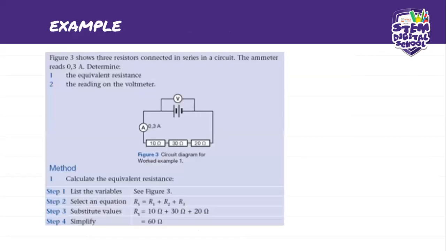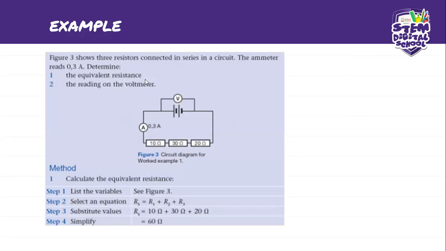So here's a quick example for resistances in series. It says figure 3 shows 3 resistors connected in series in a circuit. The ammeter, which is here, remember I said it's the ammeter, reads how much current is flowing in the circuit. In this case, if the ammeter reads this amount of current, determine the equivalent resistance.